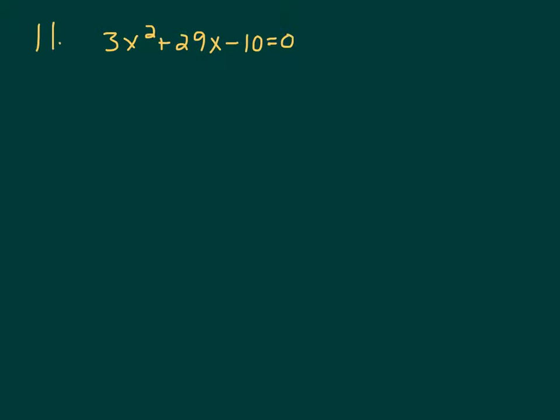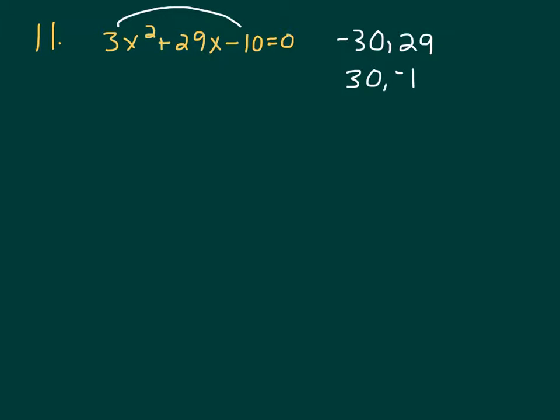Number 11, 3x squared plus 29x minus 10. This one we got to factor by grouping because a is not 1. So we are looking for two numbers that multiply to give me negative 30 and add to give me 29. So since they multiply to give me a negative number, one's positive, one's negative. And again, since they're 1 away, it's most likely 30 and 1. So 30 and 1, 1's got to be negative. Since we want a positive 29, we want the 1 to be negative.